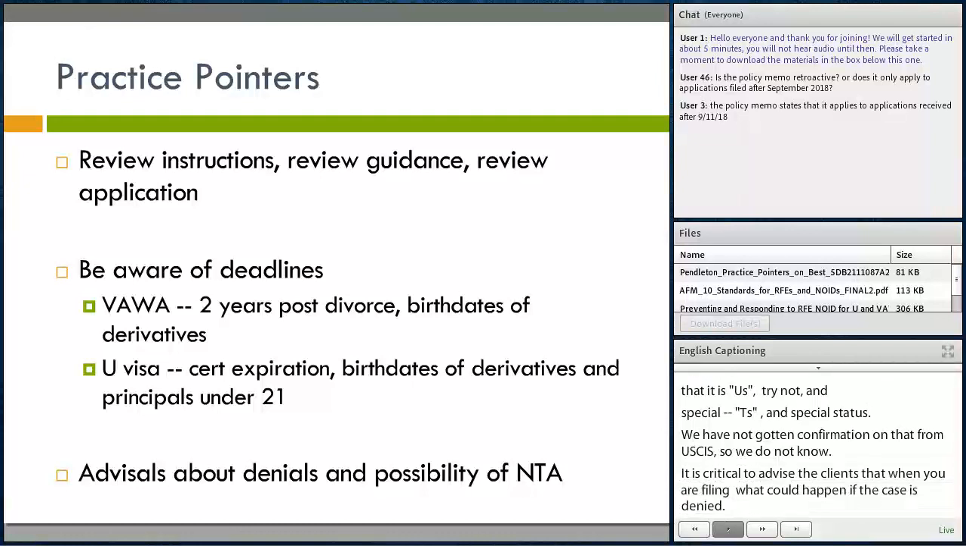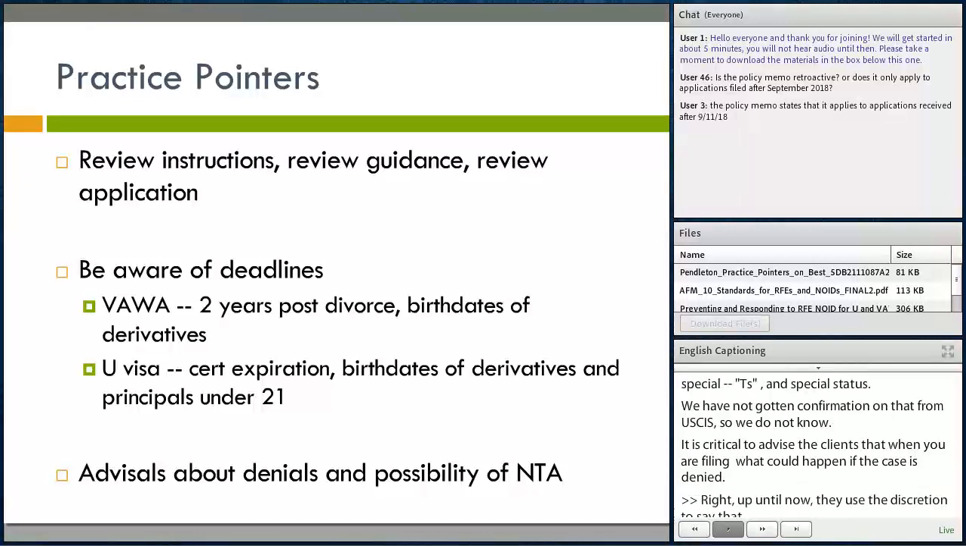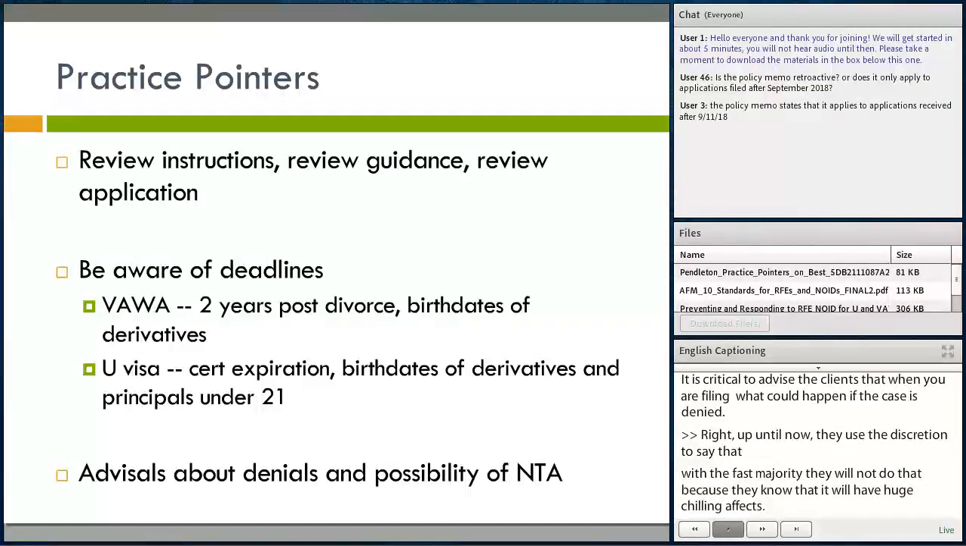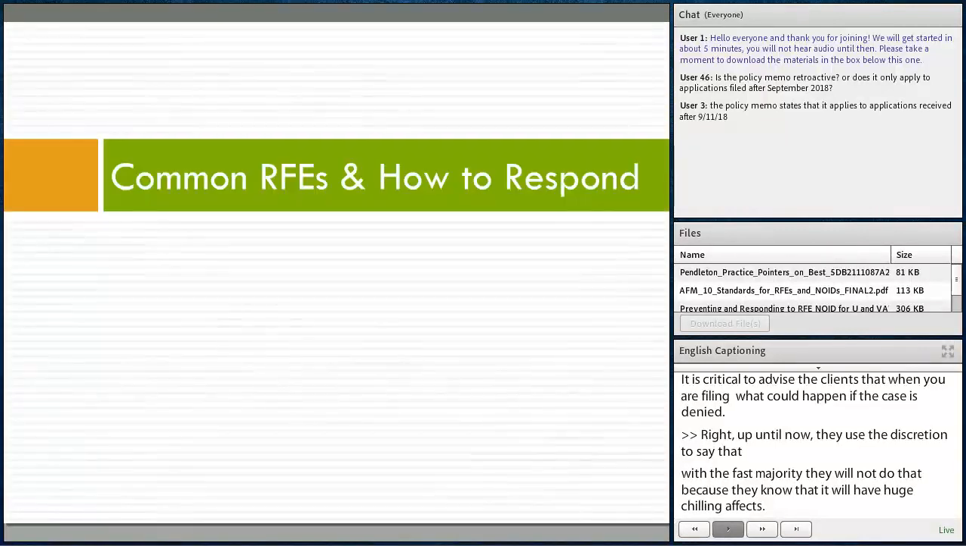Right, because up until now, they've used their discretion to say that in the vast majority of cases they won't do that because they know it will have a huge chilling effect. So if you've been giving that advice to your clients, I think you need to rethink that at this point. We don't know if they're going to do it, but it's now a possibility.